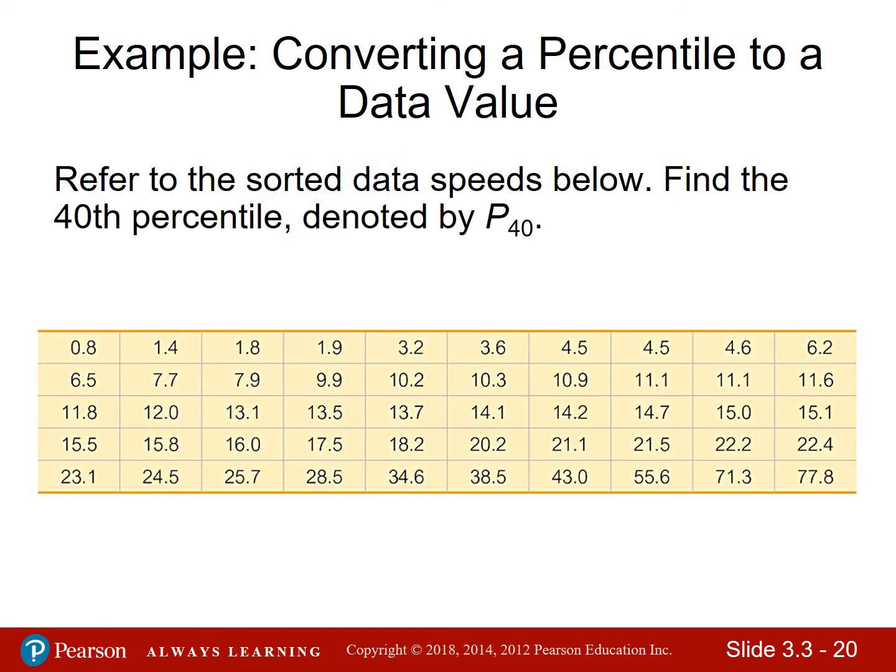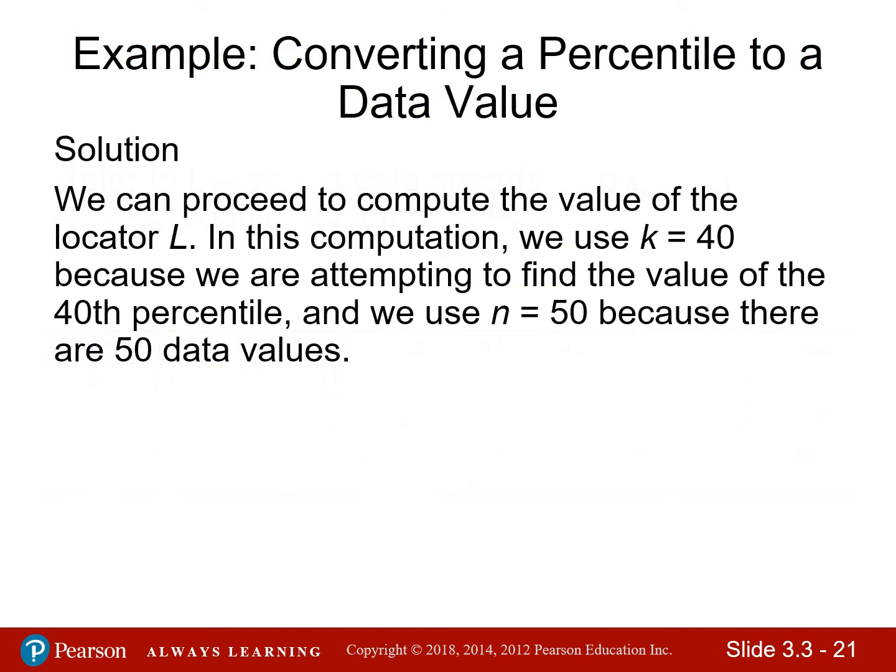All right, so we have the sorted data here. K is 40 and N is 50 because we have 50 data values. L is K divided by 100 times N. So we want to find P40, the value of the 40th percentile, which means K is equal to 40. So 40 divided by 100 times 50, N equals 50. So you get 20. Now we see we get a whole number.